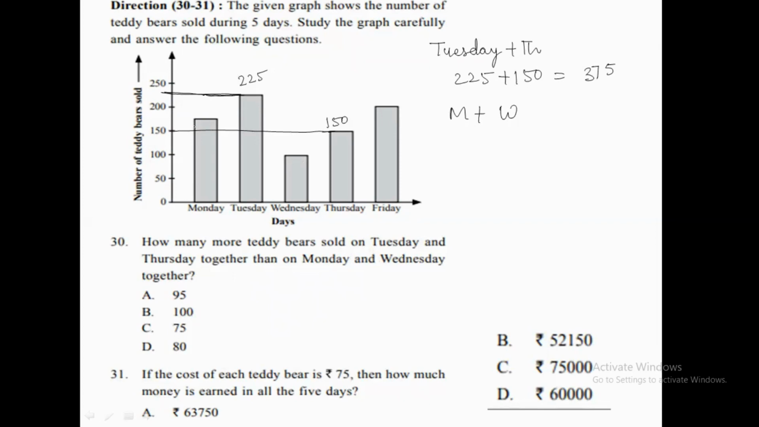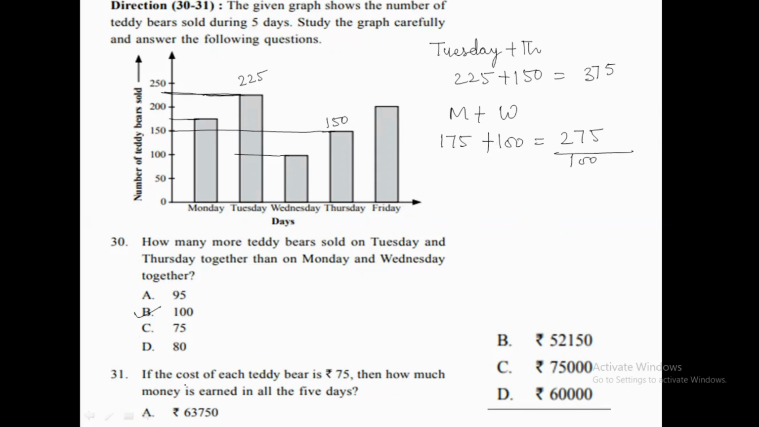Now we need to find Monday and Wednesday together. On Monday we can see 175, and on Wednesday it is 100. When we add them, we get 275. So how many more teddy bears were sold on Tuesday and Thursday than on Monday and Wednesday? We need to subtract, and we are getting 100. So the answer is option B.